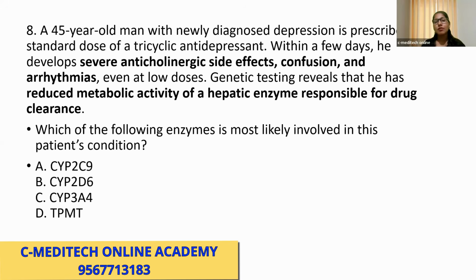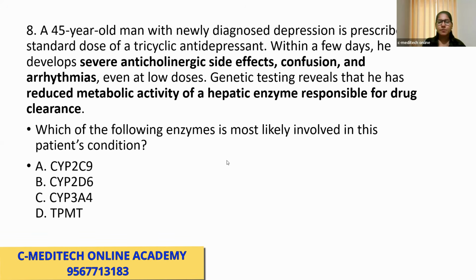At that time, what happens? The metabolism of this tricyclic antidepressant does not take place. So when the metabolism does not take place, what happens? The anticholinergic side effects predominate. So here the answer will be CYP2D6. So deficiency of this enzyme is responsible for the severe anticholinergic side effects. So the answer is option B, CYP2D6.